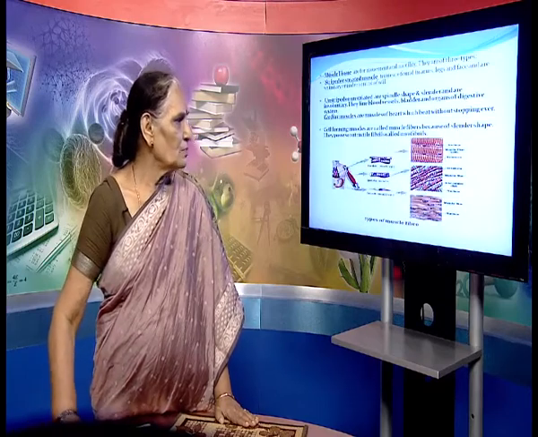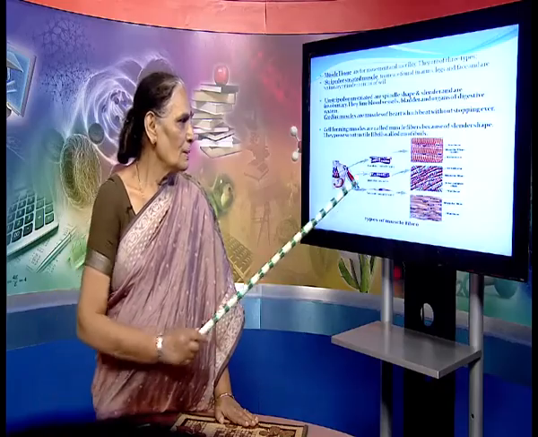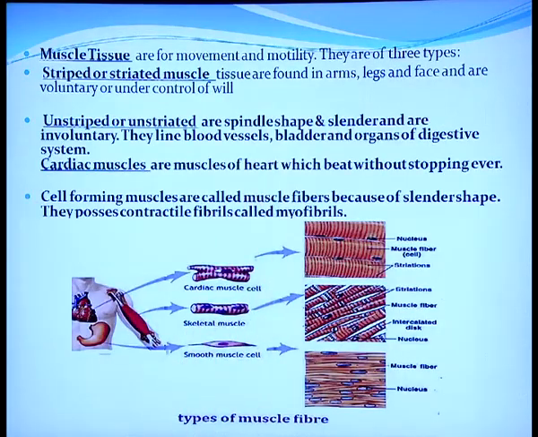Now, we come to the third kind of cell, which is the muscle cell. You know, all your movements are due to the muscle cell. All the movements of our digestive system are due to the muscle cells. We move our eyes because of the muscles in our eyes. So, muscle cells are of three kinds. There are the striated muscles.